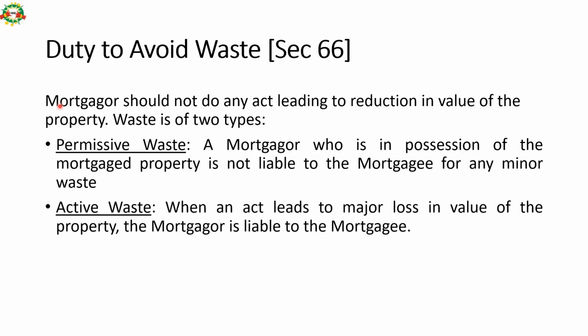So any small damage, say I want to hit a nail into the wall just to hang a wall clock, or I want to make a hole in my wall just to hang some drawing or picture or portrait. That is a permissive waste. The mortgagee cannot ask any question to me. But when an act leads to major loss in value of the property, the mortgagor is liable to the mortgagee. So I cannot demolish the structure of a building which is already mortgaged with the bank.